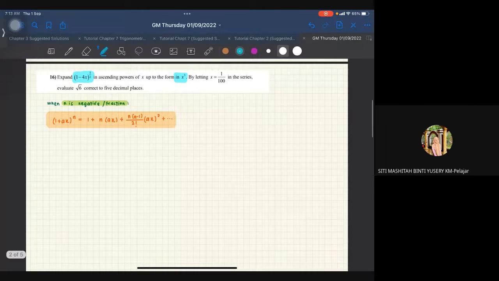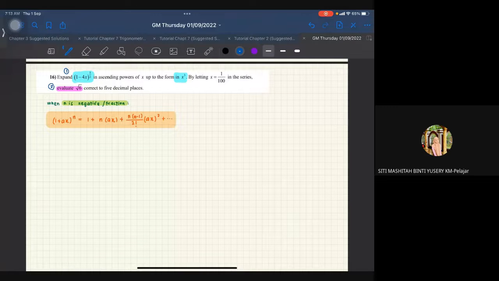Okay, and then dia cakap lagi, by letting x equal to 100, evaluate root 6. So this is the second part lah. So ada dua part yang awak kena buat. Awak kena expand number 1, and then number 2 awak kena evaluate dia. Okay, so this is number 1, expanding, evaluate is the number 2.